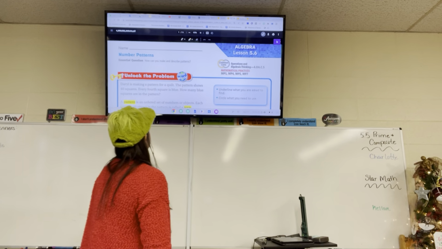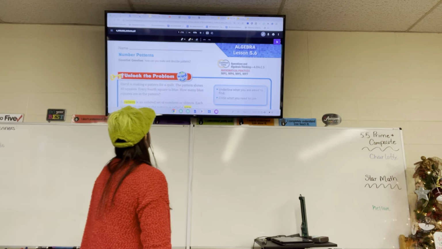The first thing that they want you to do, guys, is underline what you are asked to find. What are we asked to find? Briley? How many blue squares are in the pattern? Perfect. Okay, put it on your paper. That's what we're asked to find, right?